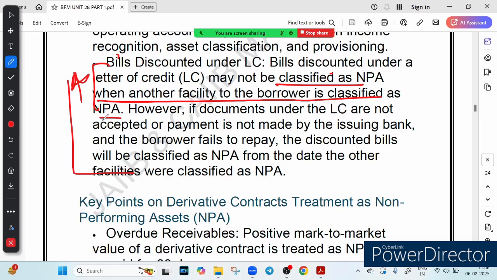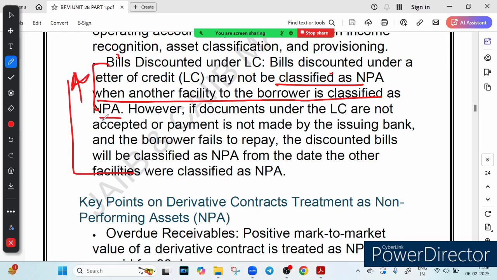So this is facility wise. It's not borrower wise. Understood? Bill discounted under LC is just facility wise. However, if the documents under LC are not accepted or payment is not made by the issuing bank, and the borrower failed to repay, then it will be classified as NPA.